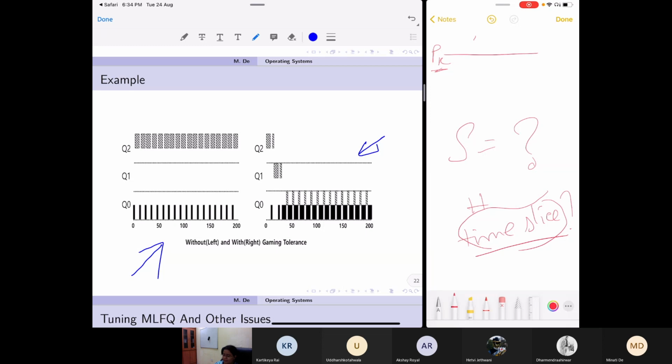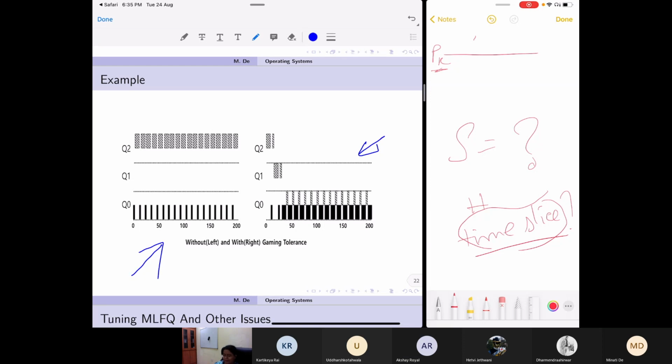Less amount of time it will be starved. But if your S is small, there is one disadvantage. Can you see this? If S is small, there is one disadvantage. Then basically overhead is there, right? You need to move all the jobs irrespective of where it was there, right?